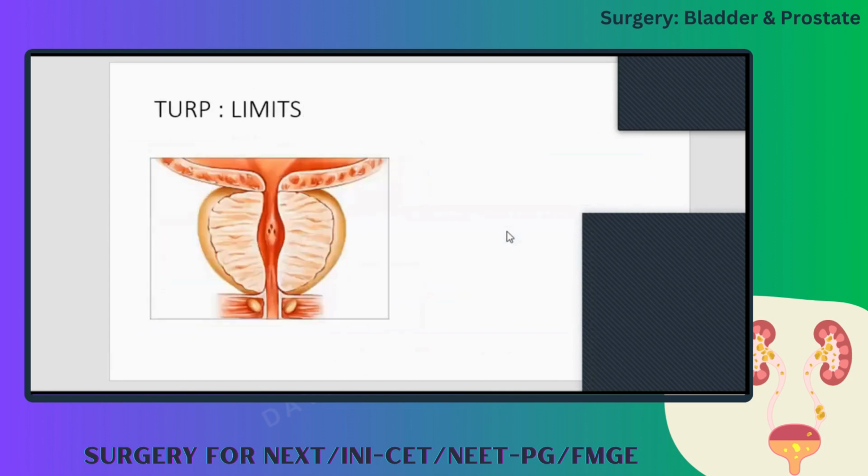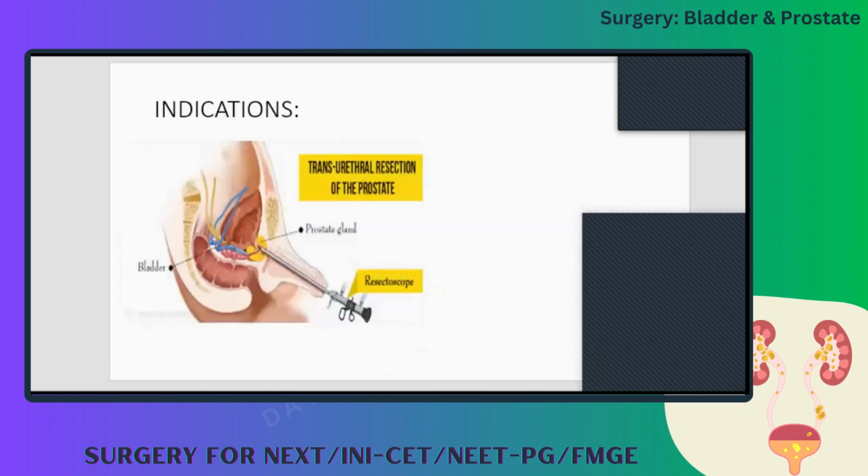So TURP here, see, this is a pictorial representation. We'll put the scope, known as a resectoscope, inside the bladder, and we will resect the tumor outside. This is transurethral resection of the prostate. This is just a pictorial representation.